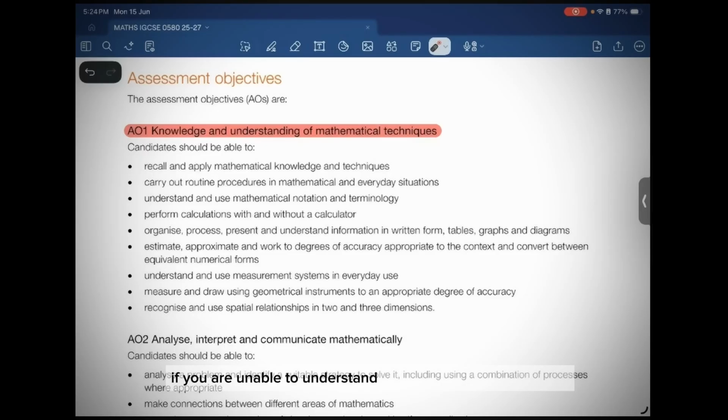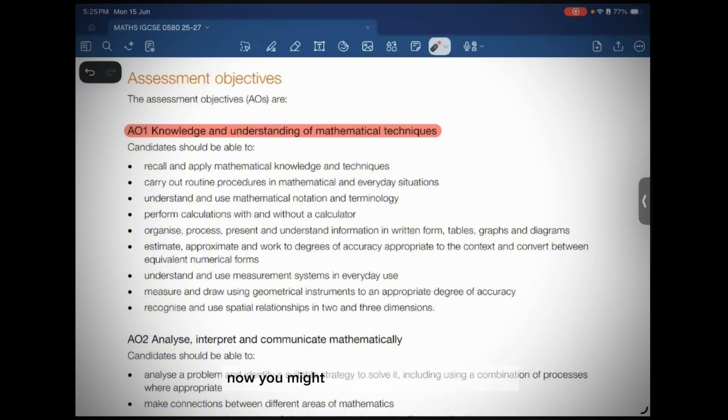If you are unable to understand why or when you're going to apply a certain technique to a particular question, you won't be able to solve the question as to how the examiner wants the question to be solved. And that is where you're going to lose out marks as well.